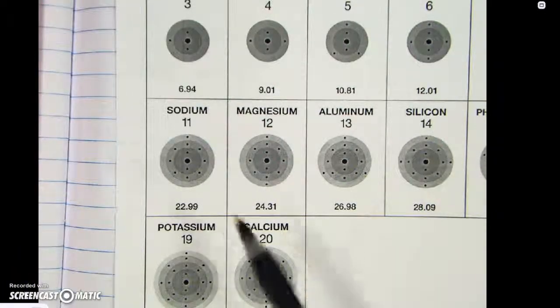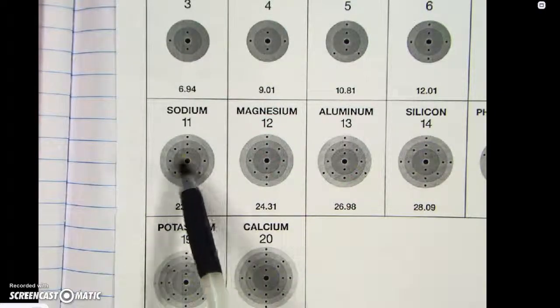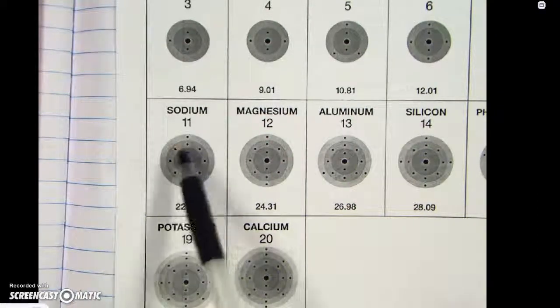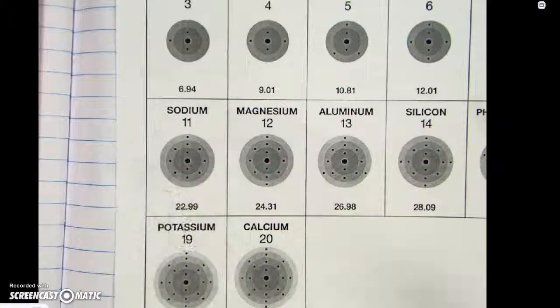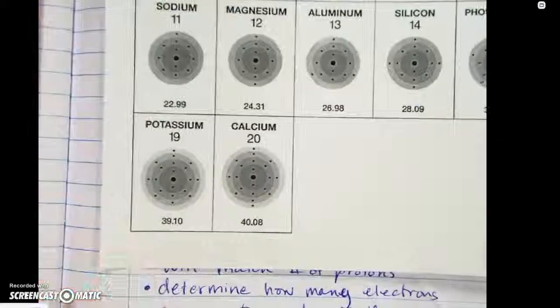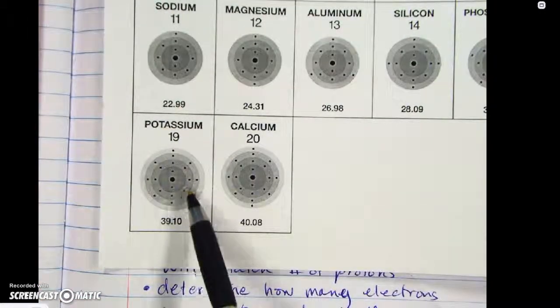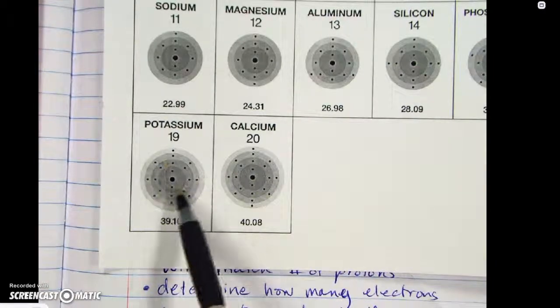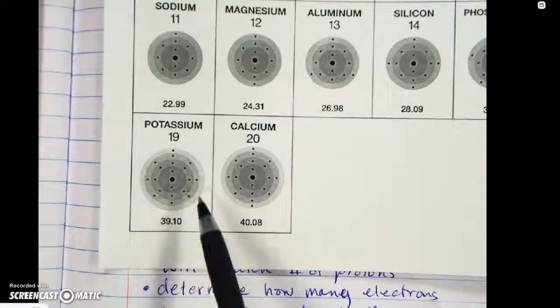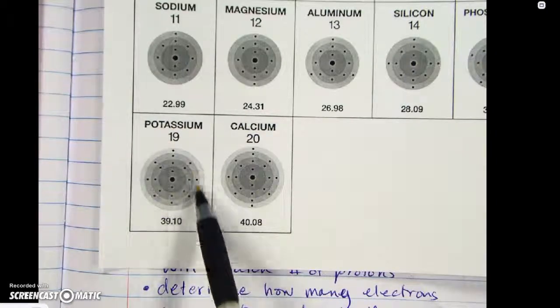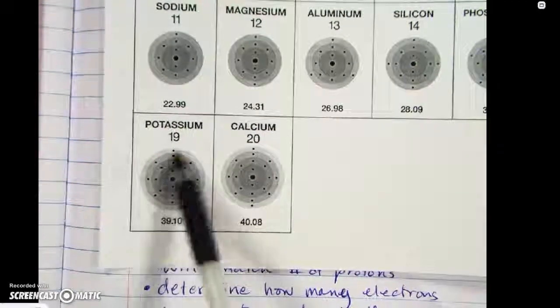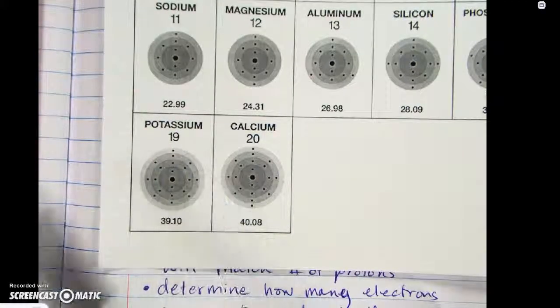Okay. So we are not concerned with the 2 that are full and the 8 that's full. We're only concerned with this outer shell. And the same goes, you can see, for potassium. It's not this shell that's full and happy, or this one that's full and happy, that reacts with something. It's that outer shell that has a need for more electrons to make it stable.